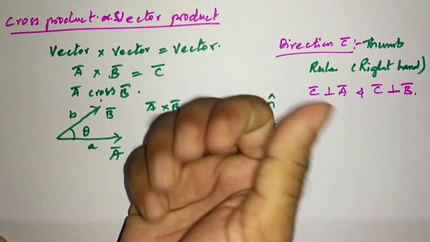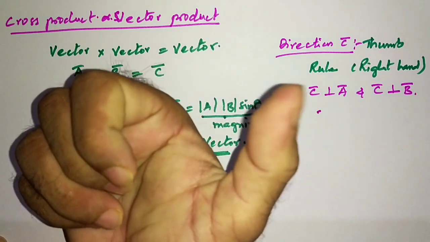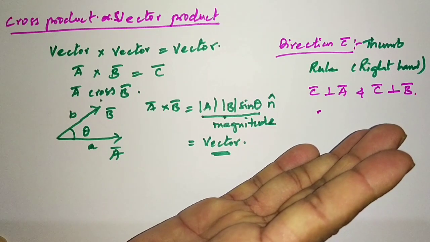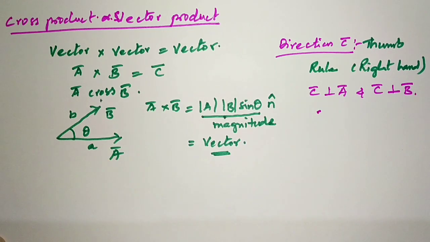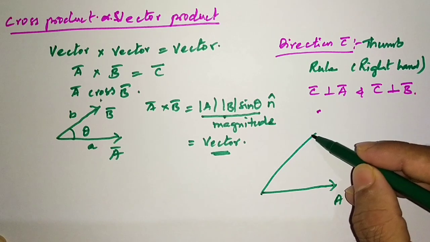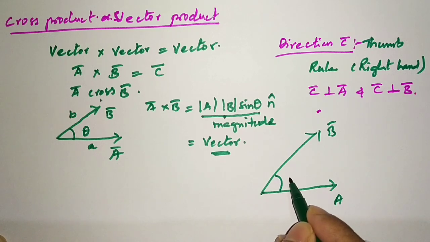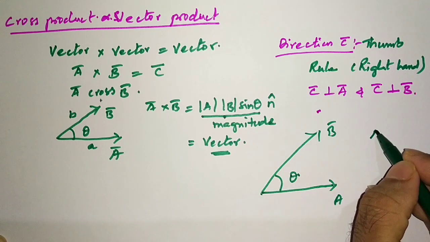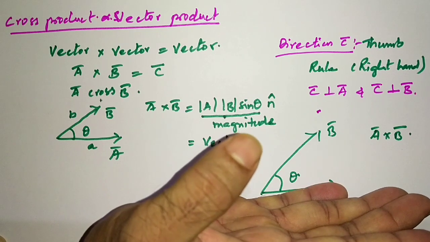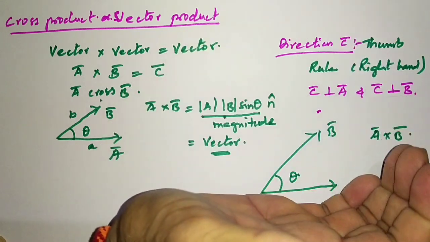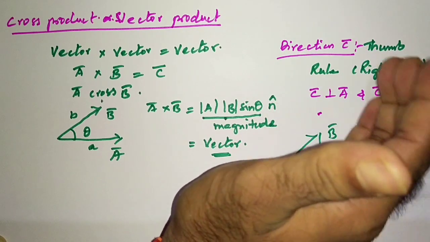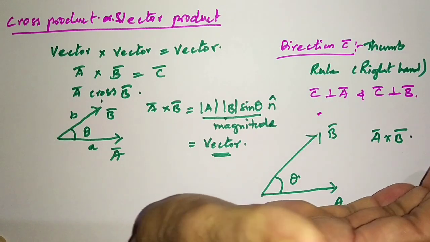Now say this is the right hand and this is the thumb of the right hand. Now you keep the right hand at the first vector, that is at A. See here, this is vector A and this is vector B and this is the angle. Now I am calculating the A cross B direction. Listen carefully. Now place your hand here and move towards vector B. From A to B we are moving because A cross B.